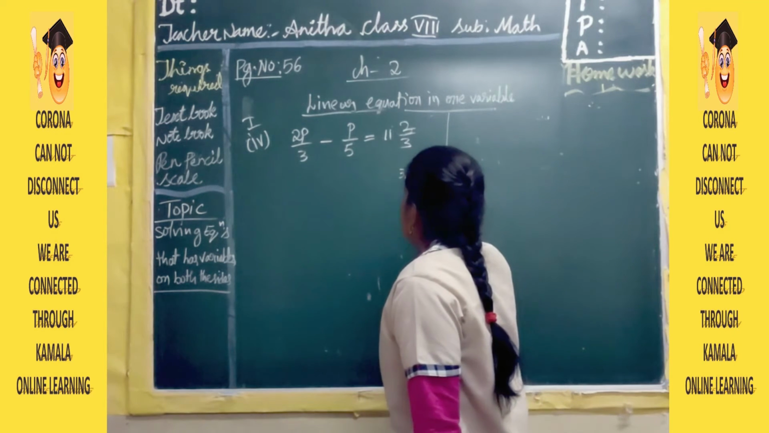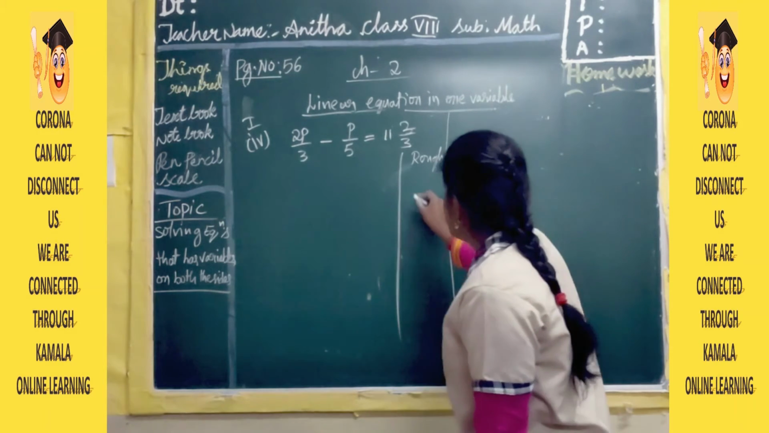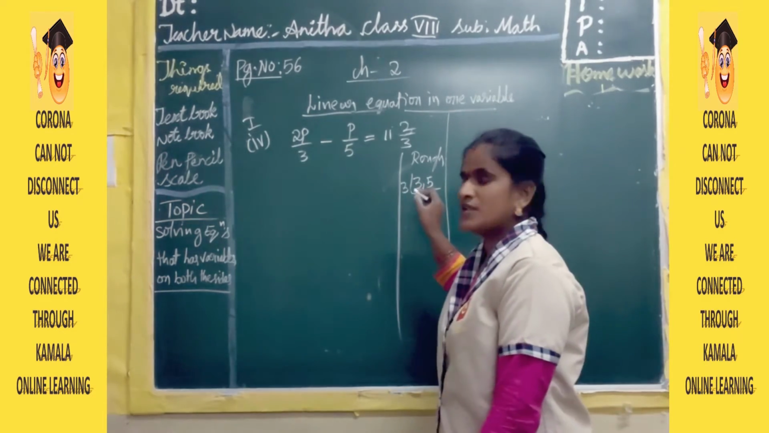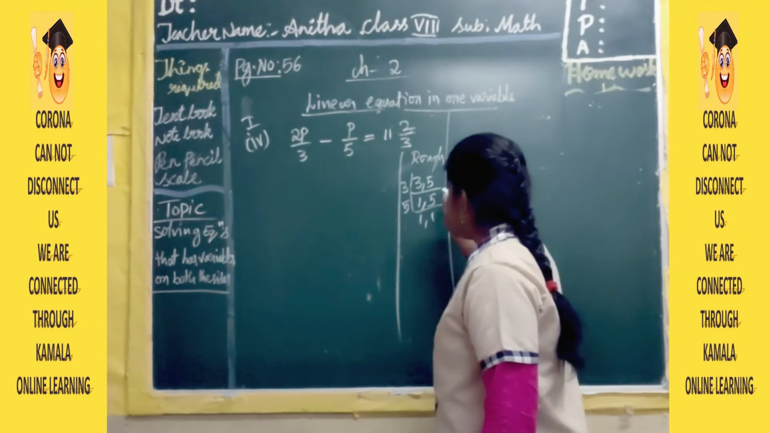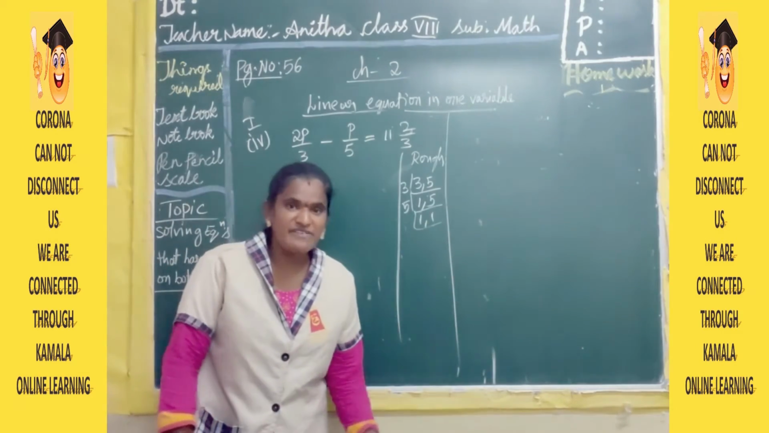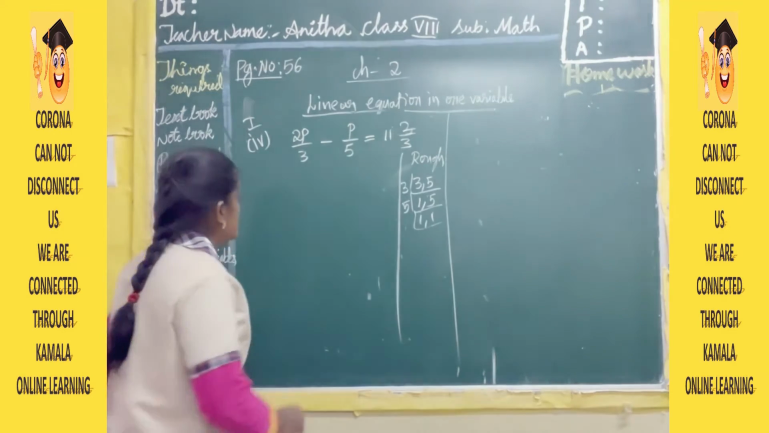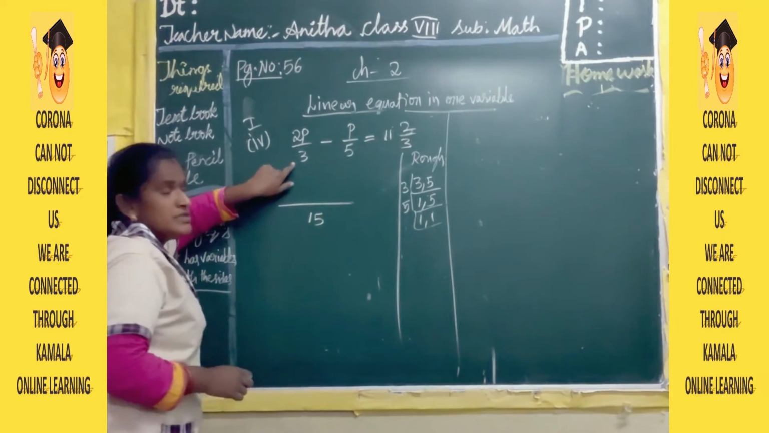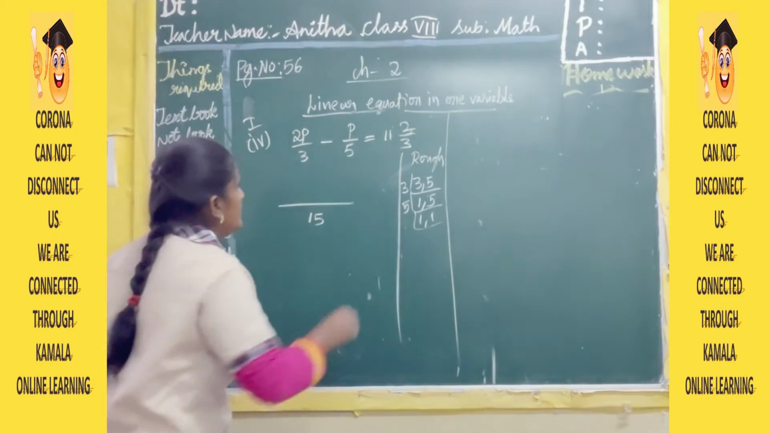What is the LCM of 3, 5? This is rough space. 3, 5. In the 3 table, 3 ones are 3. Again in the 5 table, 5 ones are 5. So what is the LCM of 3, 5? The LCM of 3, 5 is nothing but 15. You have to observe, 3 fives are 15, or not, children? Yes. So take the LCM 15. In the 3 table how many times will 15 go? 5 times. 3 fives are 15. Like this.